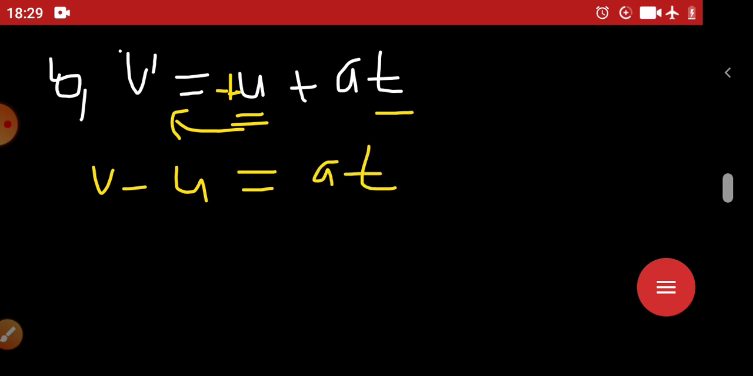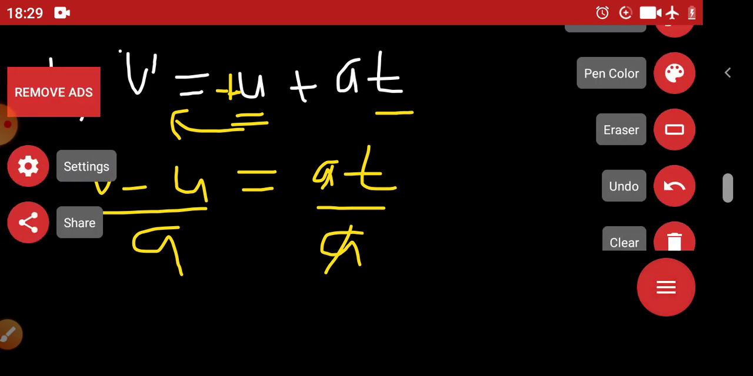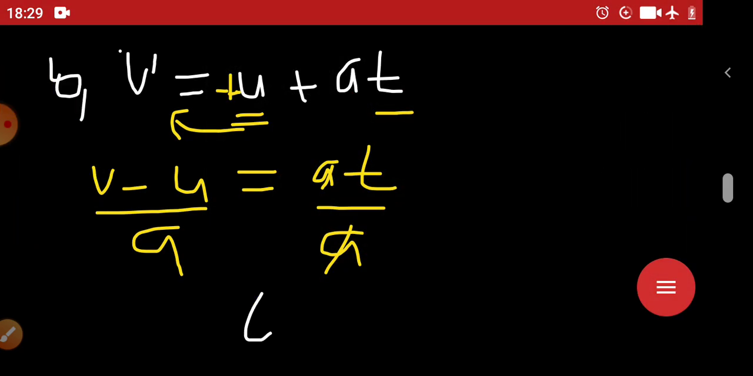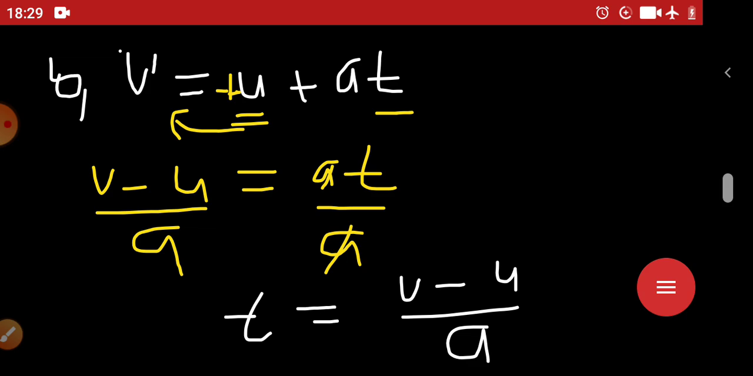Now, because we want the t, and a is multiplied by t, the opposite of multiplying would be dividing. So we need to divide by a both sides. So our final answer now will be t is equal to v minus u over a. So this will be our final answer.